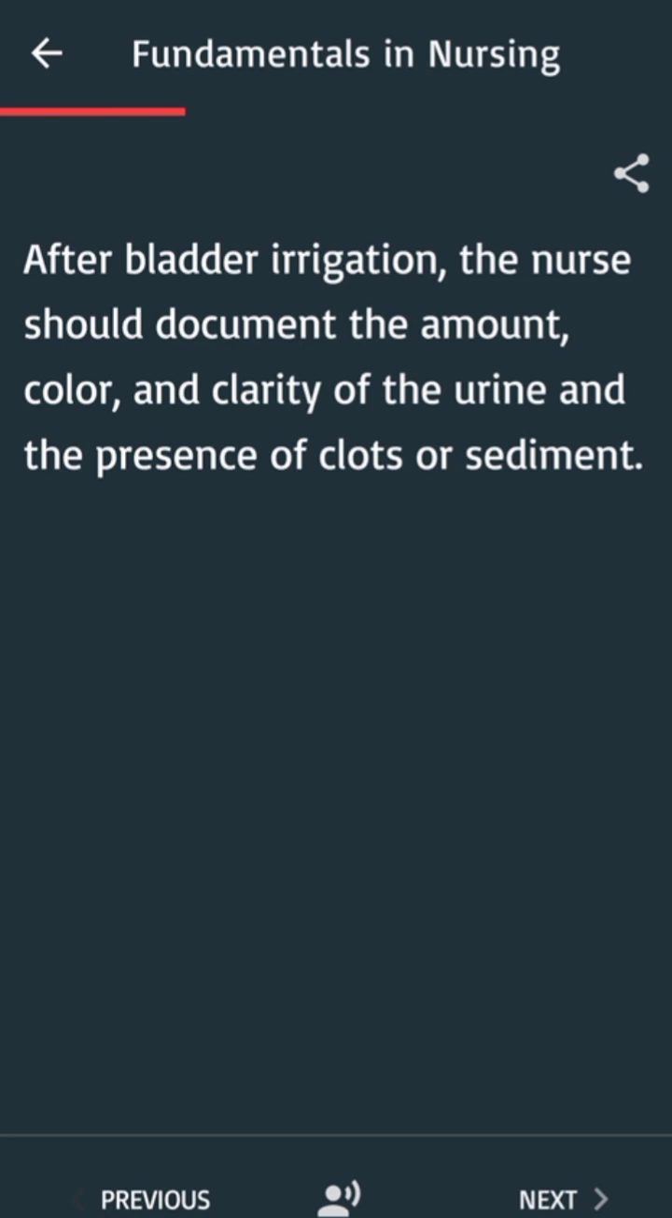After bladder irrigation, the nurse should document the amount, color, and clarity of the urine and the presence of clots or sediment.